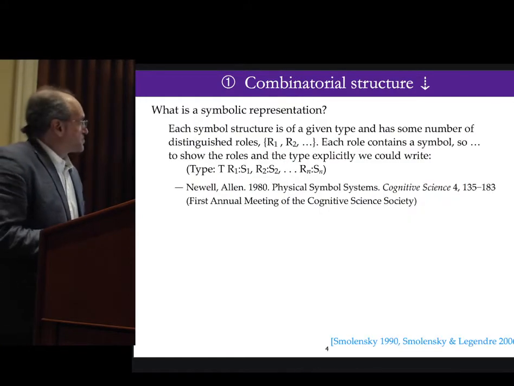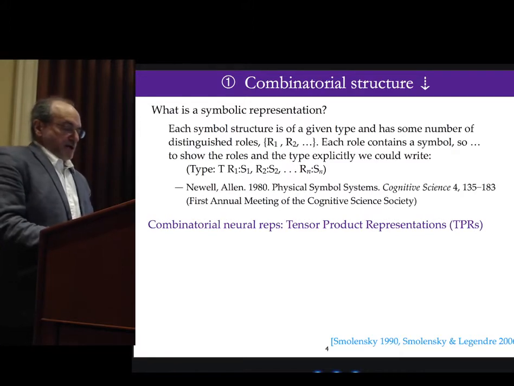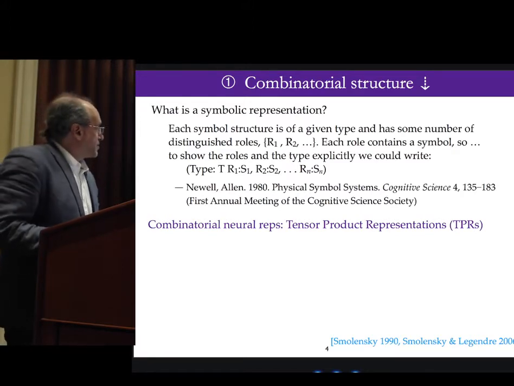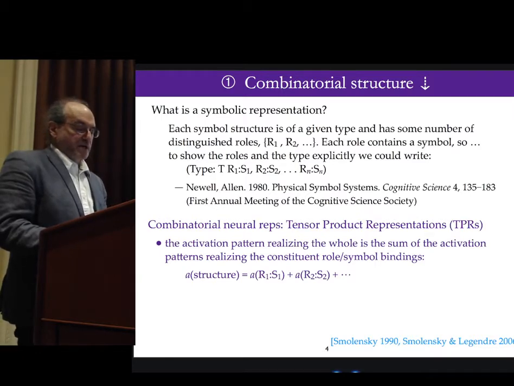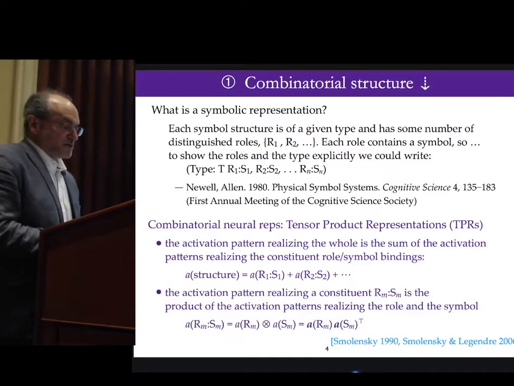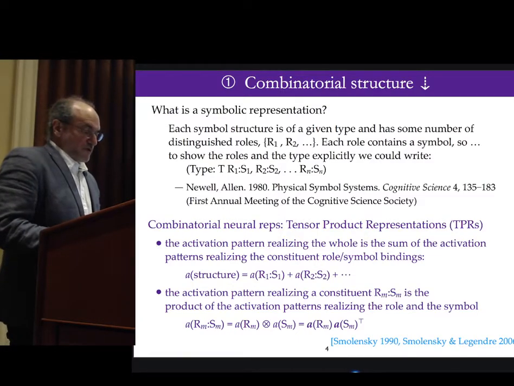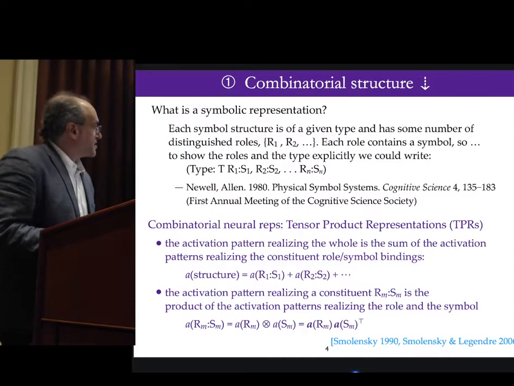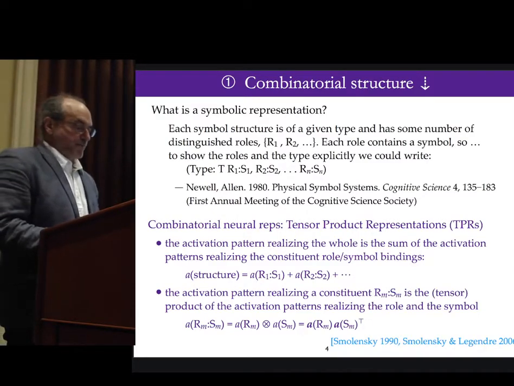One general answer is provided by tensor product representations, or TPRs. In a TPR, the activation pattern representing the whole is the sum of the activation patterns realizing the constituent role-symbol bindings. And the activation pattern realizing a constituent is the product of two activation patterns realizing the role and the symbol bound to it. For the aficionados, the relevant type of product here is the tensor product, a generalization of the outer product of vectors.